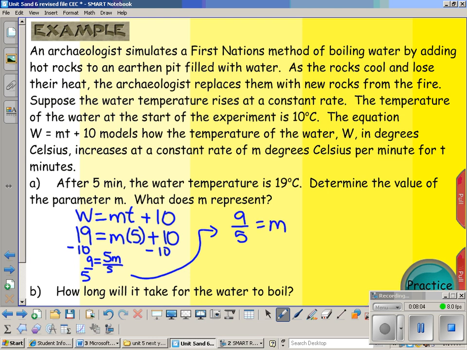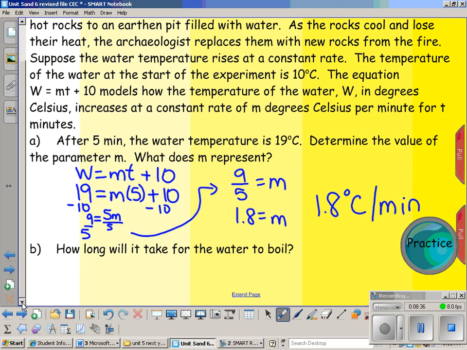What does this mean? So this is the constant rate of how many degrees per minute it rises. So it may be easiest to talk about this if we divide it out, and we get 1.8 equals m. So what we're saying is it rises at 1.8 degrees Celsius per minute.